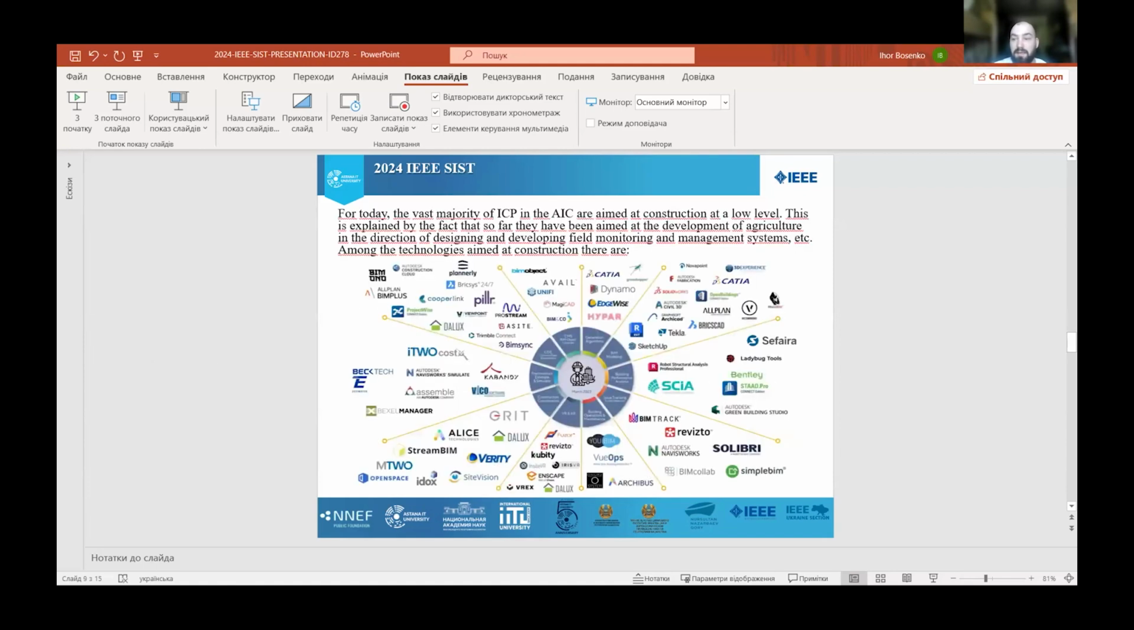For today, the vast majority of ISPs in the ACE are aimed at construction at a low level. This is explained by the fact that so far they have been aimed at the development of agriculture in the direction of design and development of field monitoring and management systems. Among the technologies aimed at construction, there are building information modeling, automated construction process management system, construction monitoring and quality control system, virtual reality, spatial reality system, and many others.